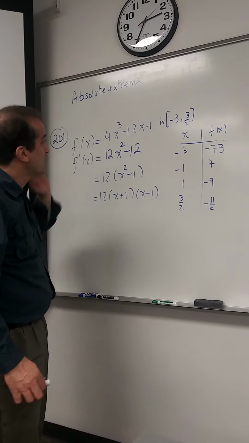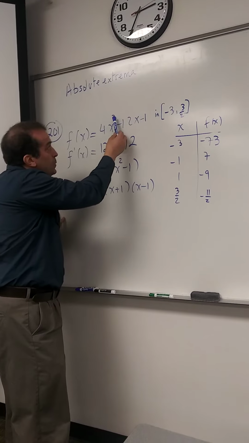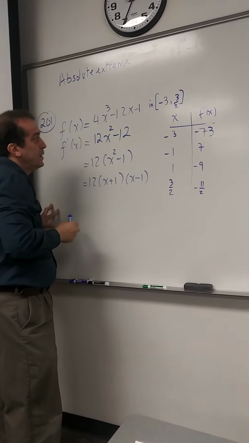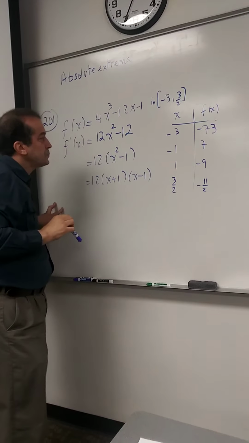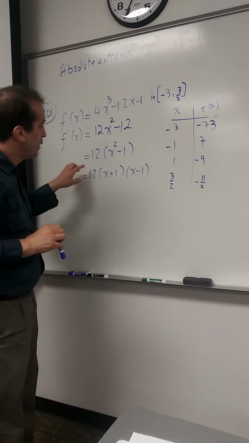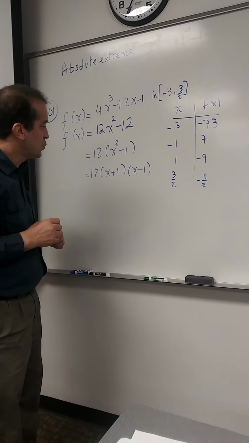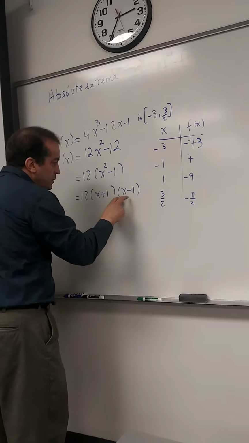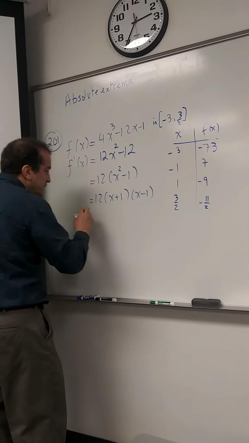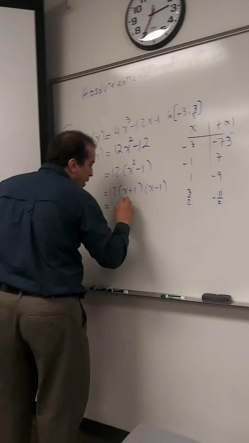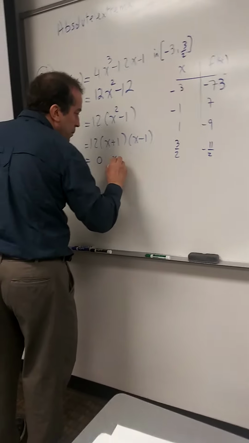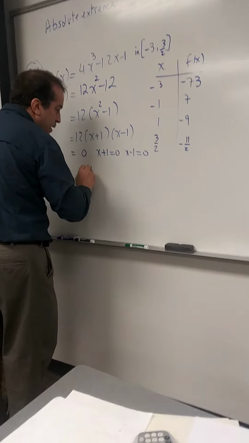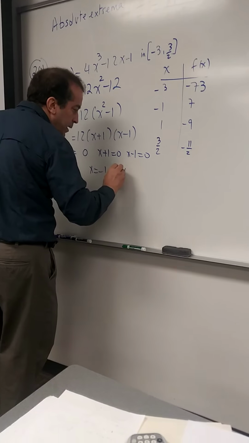First thing we do is differentiate. The derivative of 4x cubed is 3 times 4, which is 12, x squared, minus 12x, minus 12. Factor out a 12, 12 times x squared minus 1. Factor x squared minus 1, that gives you x plus 1 times x minus 1, and set this equal to 0. So x plus 1 equals 0, or x minus 1 equals 0. That means x equals minus 1 or x equals 1.